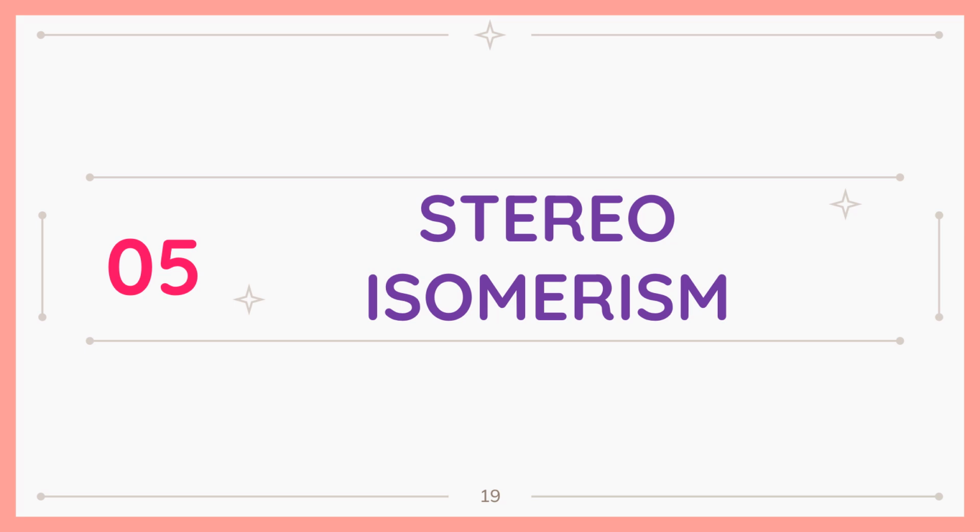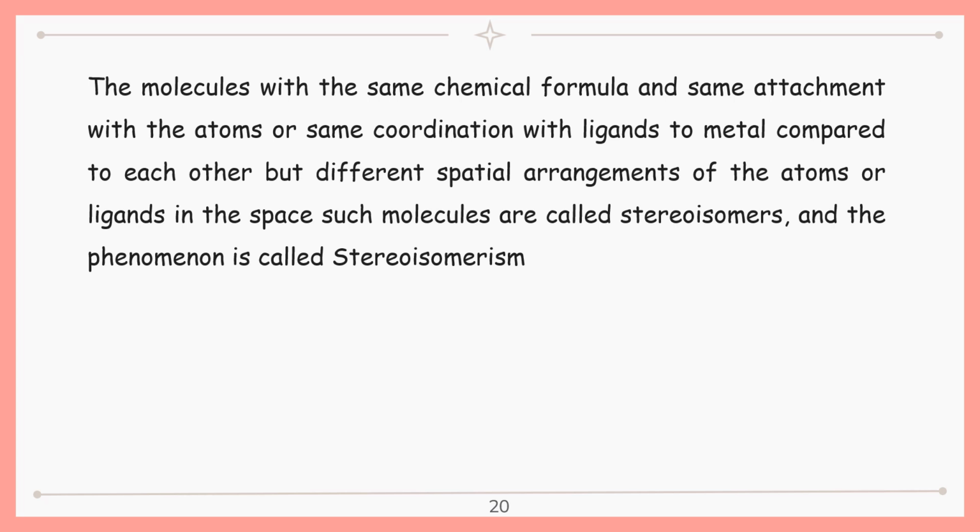Coming to the fifth part, the stereoisomerism. Stereoisomerism arises when molecules have the same chemical formula and the same attachment of atoms, or the same coordination of the ligands to the metals, compared to each other, but a different spatial arrangement of the atoms or the ligands in space. Such molecules are called stereoisomers, and the phenomenon is known as stereoisomerism.